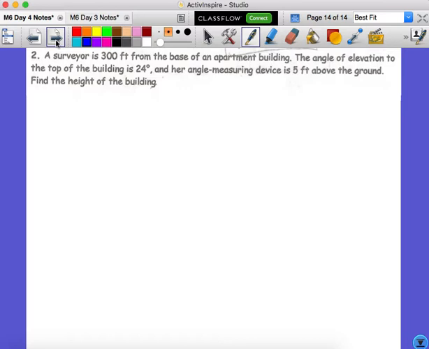So a surveyor is 300 feet from the base of an apartment building. His angle of elevation to the top is 24 degrees. The angle measuring device is 5 feet above the ground. Find the height of the building.